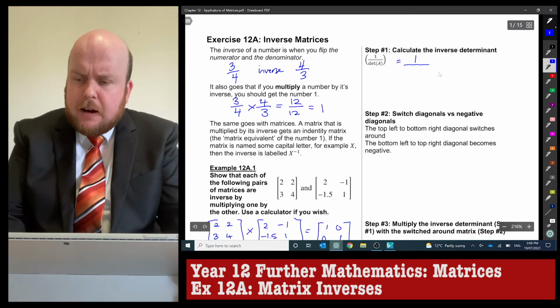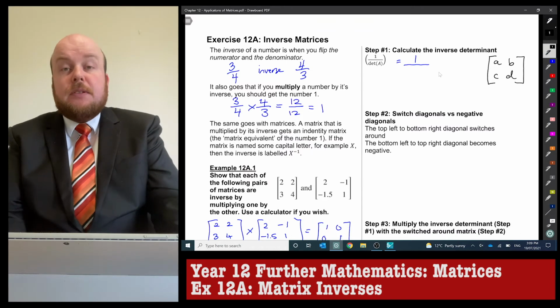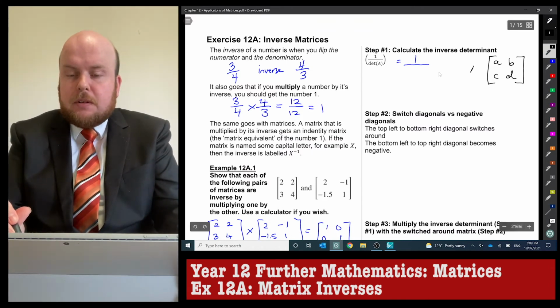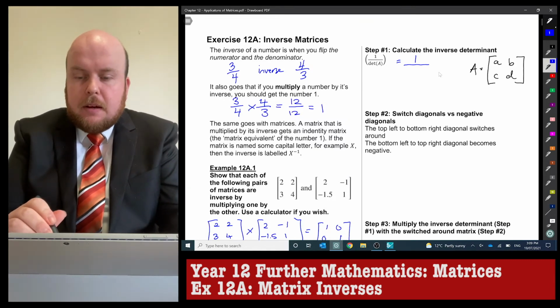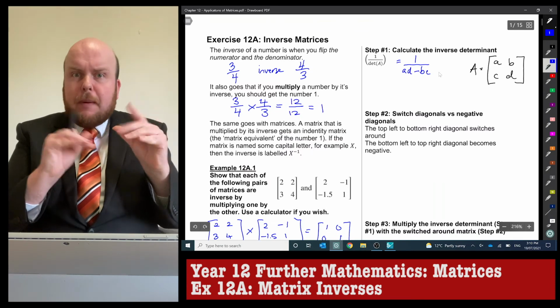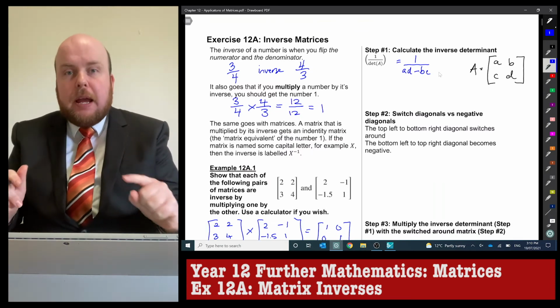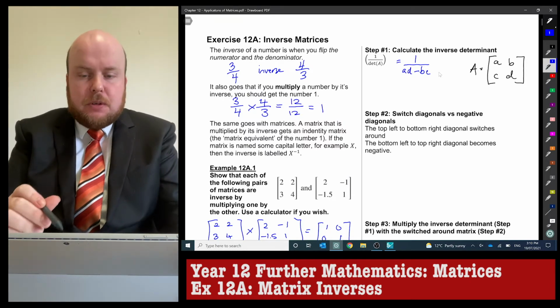And it would help if I had a little reference. So here's my reference. I've got some matrix, let's call it matrix A, B, C, and D. Well, the determinant is calculated by doing A times D, take away B times C. In other words, the top left corner multiplied by the bottom right corner, take away the top right corner multiplied by the bottom left corner.